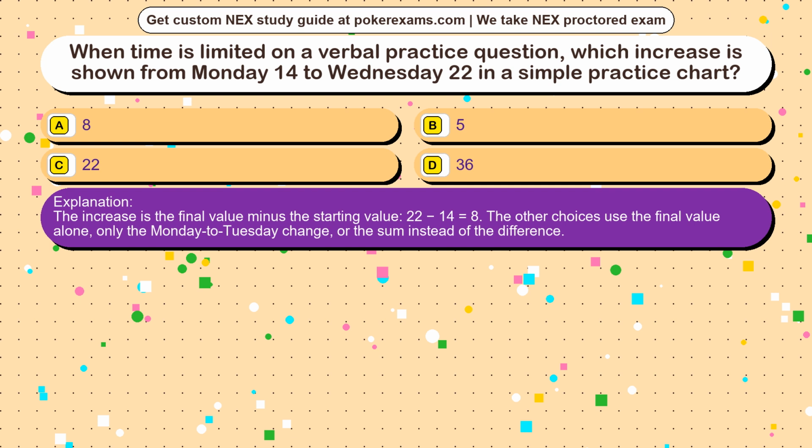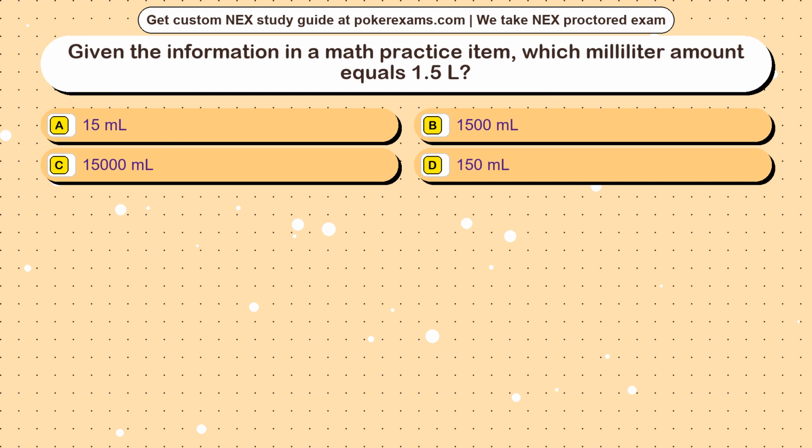Question 6. Given the information in a math practice item, which milliliter amount equals 1.5 L? Option A, 15 ml. Option B, 1,500 ml. Option C, 15,000 ml. Option D, 150 ml.